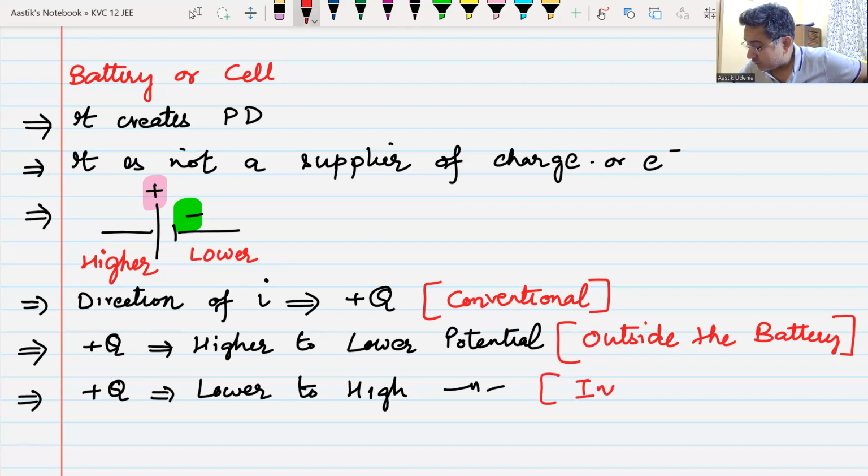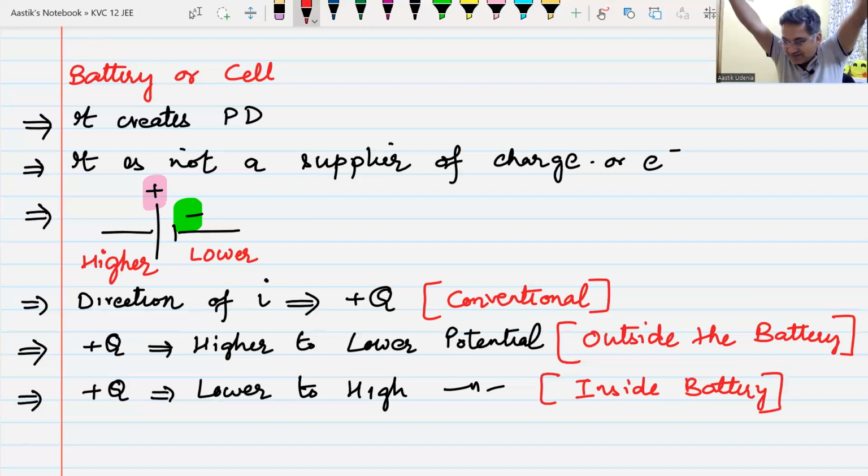Now, how are they moving from lower to higher potential? What is making them move? That is all chemistry. Chemical reactions. I know nothing about it, so I will not say anything about it. Inside the battery, because of this chemical reaction, what does the cell do? It converts chemical energy into electrical energy. Because of this chemistry, which I never had and never understood.